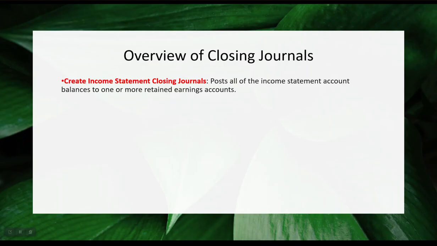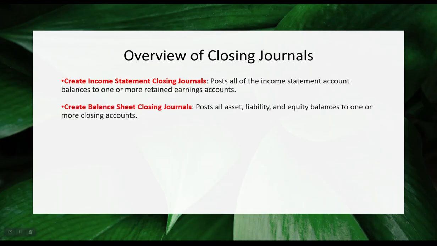In some cases the account manager or finance manager needs to check or see the income statement closing journals and the balance sheet closing journals before opening the next fiscal year. So again, it's optional. Create income statement posts all income statement accounts, which are expenses and revenues, to the retained earnings account. The retained earnings account you already put in the specify ledger options. There is one field for the retained earnings account.